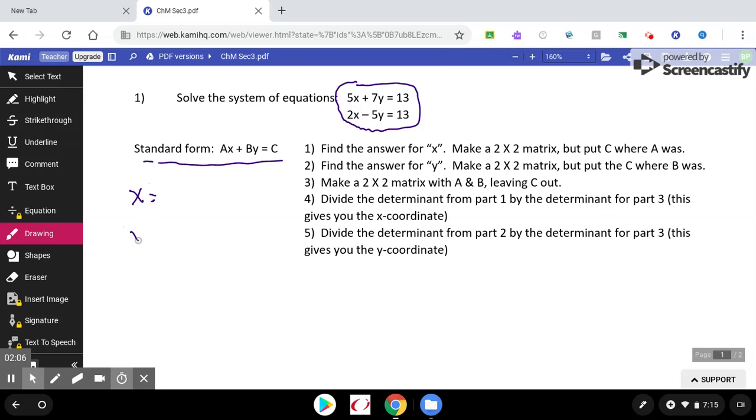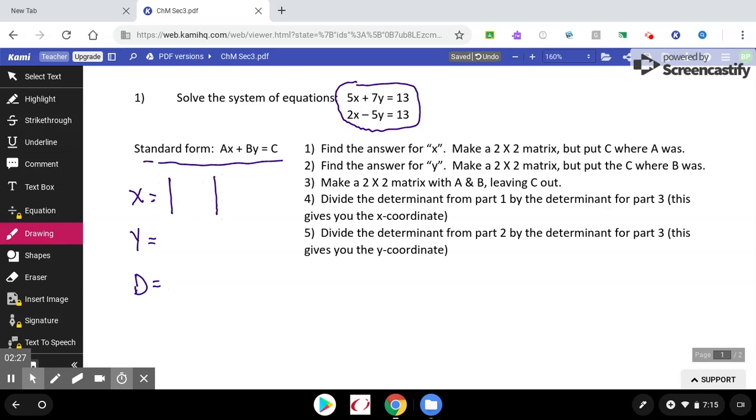I'm going to call one x, as in I want to find the x answer. I'm going to call one y, as in I want to find the y answer. I'm going to call one d, and d stands for divide. So we'll do the 3 matrices, and then we'll show you what to do with them afterwards to find the final answers. So I want determinants. Remember, this is the symbol for finding a determinant.